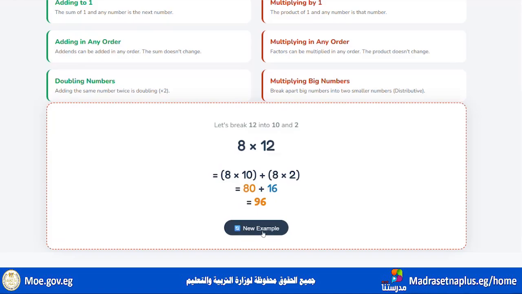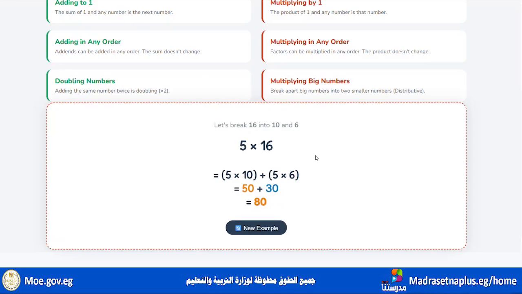Another example. 8 times 12. Split 12 into 10 and 2. That means 8 times 10 plus 8 times 2. 8 times 10, 80. 8 times 2, 16. 80 and 16 equals 96. The same. Split 16 into 10 and 6.